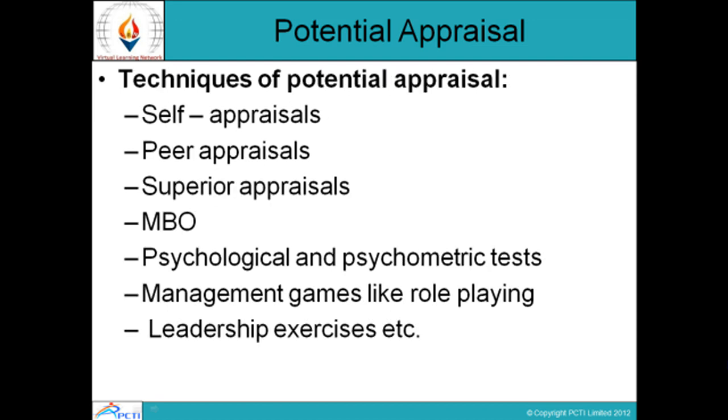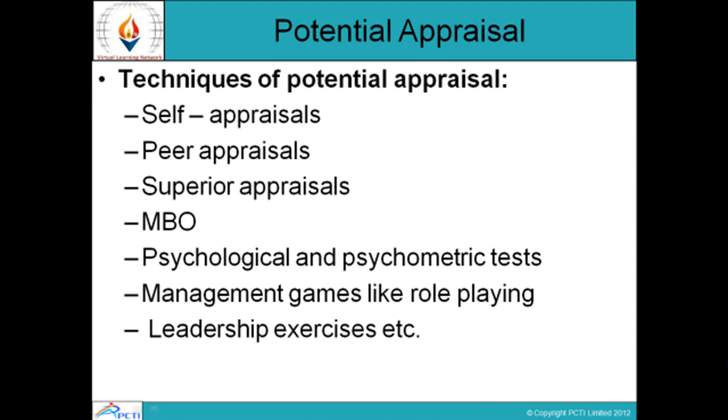Next is techniques of potential appraisal. There are many techniques. The very first technique is self-appraisal, when the appraisal is done by the appraisee itself. Then peer appraisal, when the peer group of a person appraises and gives ideas about the skills and capabilities of the person. Another is superior appraisal, which involves analysis by the superiors.